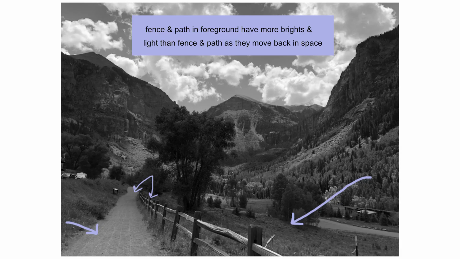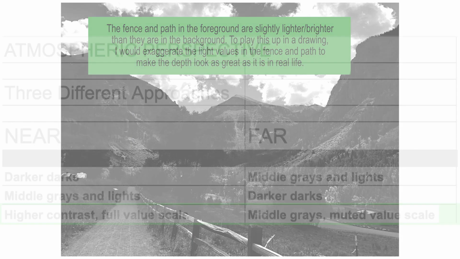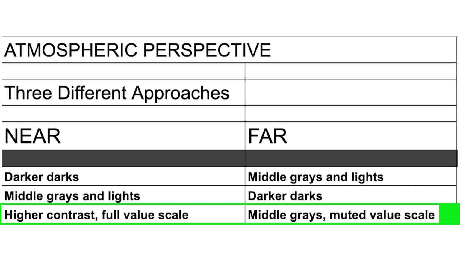Here's a photograph that I took in Colorado. You can see that the brights in the fence and the path in the foreground are just a little tiny bit brighter. Again, it's subtle. It's not a huge difference, but then as the path moves back away from you, and as the fence gets smaller and recedes in space, those brights are perceived as less bright. So not a huge difference, but enough of a difference that you can employ this and exaggerate it in your drawings to make a sense of depth, as long as you make contrast between the foreground and the background.